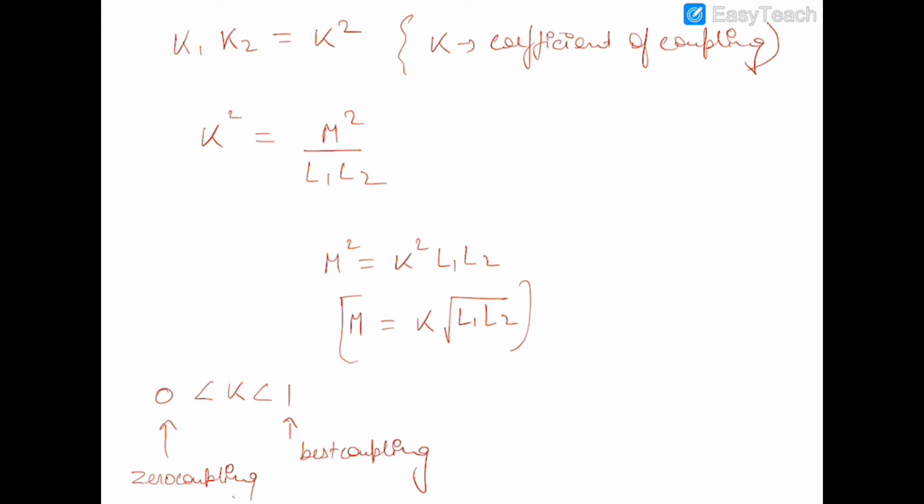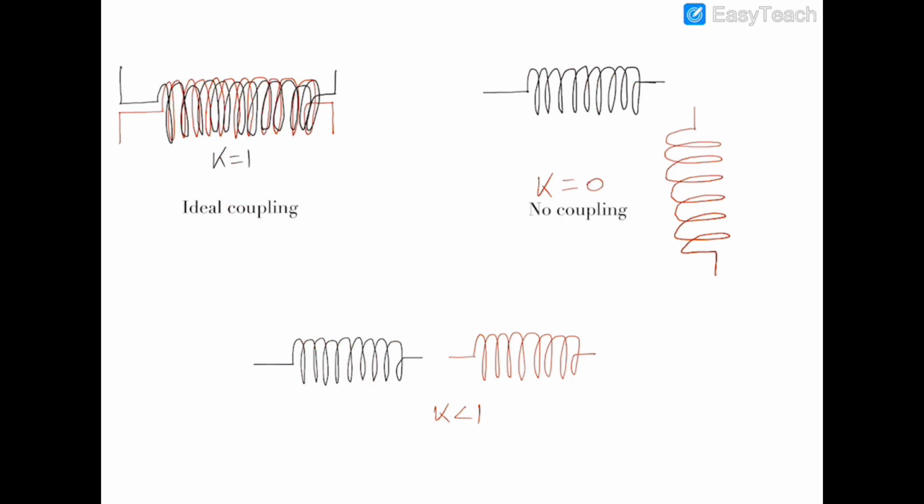The maximum possible value of M is possible when K is equal to 1, and hence it is equal to under root of L1 L2 when K is equal to 1. Now I'll show you that this is the case in which these two coils are wound on the same core, and the flux of any one coil is completely linked with the other coil, and hence the value of the coefficient of coupling in this case is equal to 1. It is also known as ideal coupling.